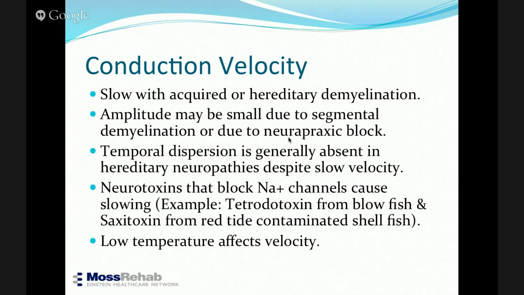So temporal dispersion is generally absent in hereditary neuropathies despite slow conduction velocity. Say in Charcot-Marie-Tooth disease, which is a uniformly demyelinating pathology. It's not a segmentally demyelinating pathology. That means every part of the axon has lost conduction. All of your responses are pushed out to a similar latency, so you would have no dispersion of the response.